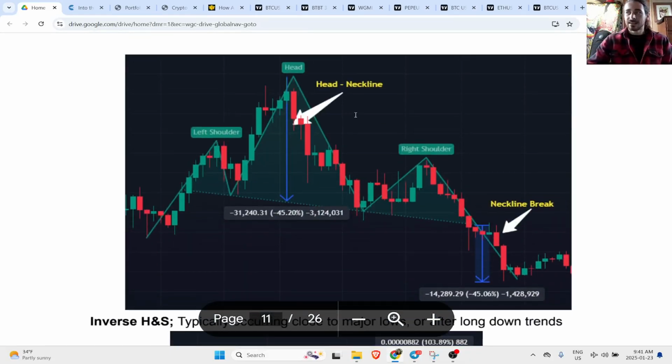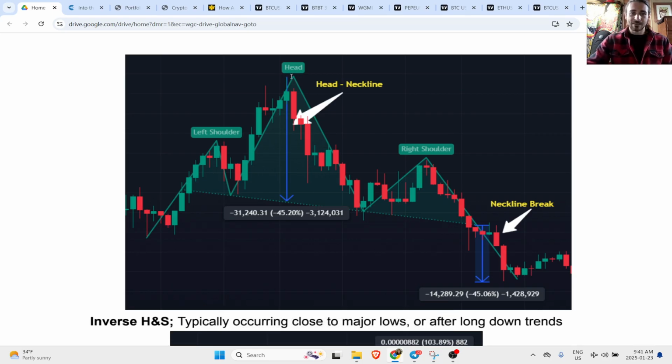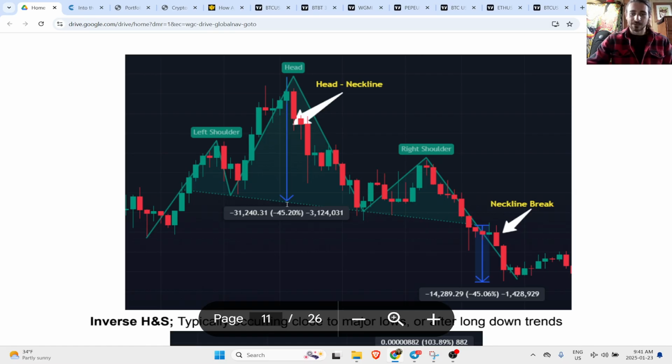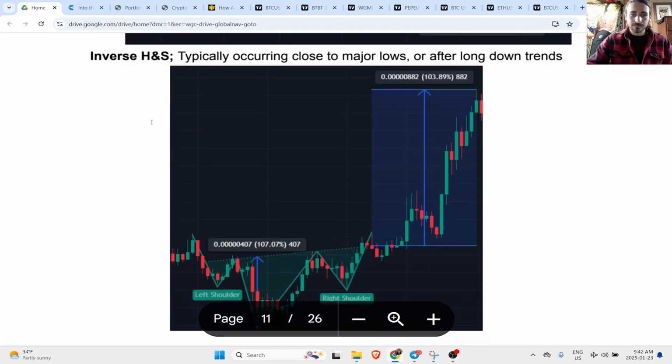So looking at this one here, we see our left shoulder, our head, and our right shoulder. We've got our downsloping neckline, and then we see from the peak of the head to the neckline here, we have about minus 45%. And then from where we broke our neckline here, we went down 45%, and then that's where we found a bit of support, and we were able to start to reverse a little bit. So you can see how support landed right in on that measured move.